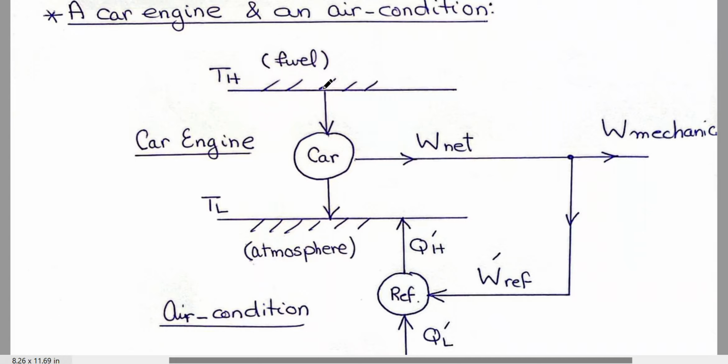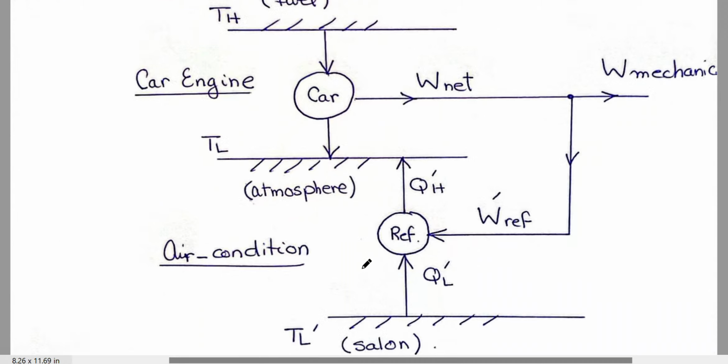The car is taking QH from the TH and rejecting QL to the atmosphere and giving us net work. This work is the mechanical work which the car is using to move. But also we can take a part of this work and use it as a refrigerator. Refrigerator here means the air condition of the car.